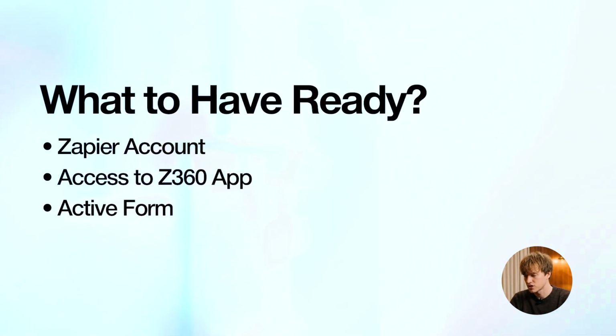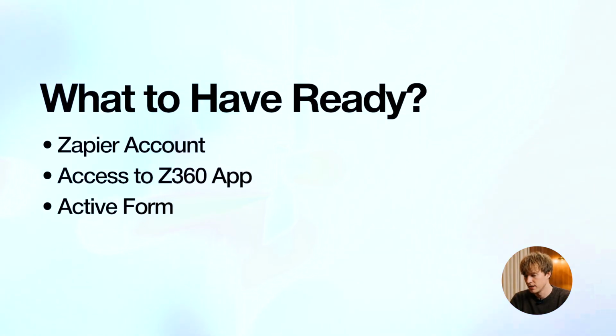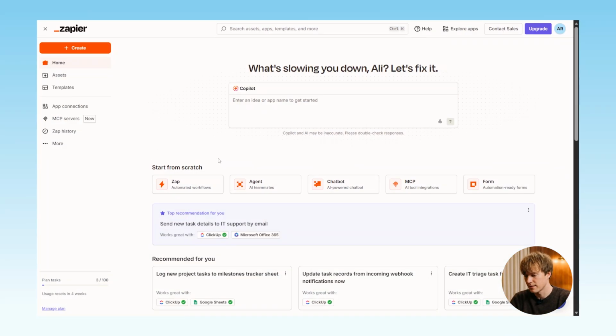Before we jump in, just make sure you have three things ready: your Zapier account, and the free tier is perfectly fine for basic zaps, access to the Z360 app via that invite we mentioned, and an active form ready to go in whatever tool you're using, whether that's Google Forms, Typeform, or Tally. Let's walk through a full setup together.